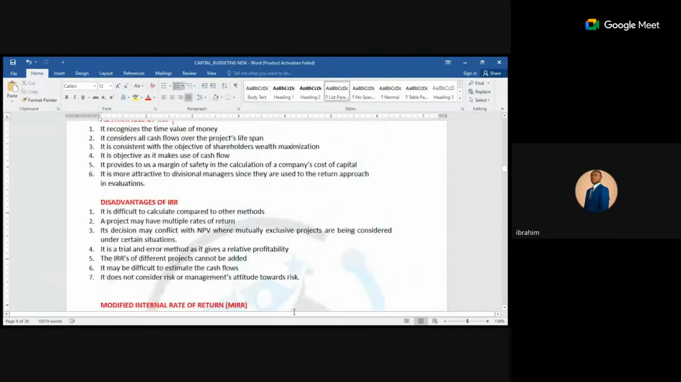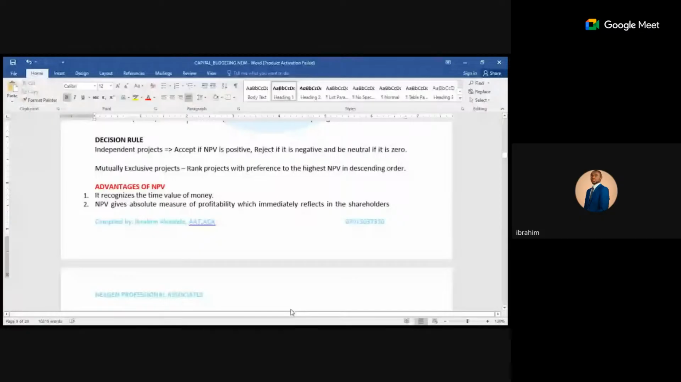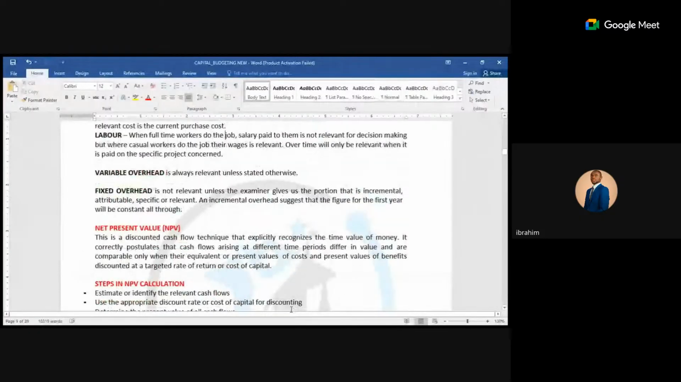Now, if you want to determine your NPV under the modern technique, make use of the cash flows that are relevant for the project, right? Your inflow, your net cash inflow, minus your outflow. Your outflow is your cost, your variable cost, your labor that you incur in executing that project that are relevant to the project. When you deduct it, you have your net cash flow.